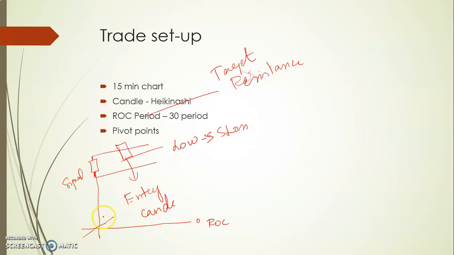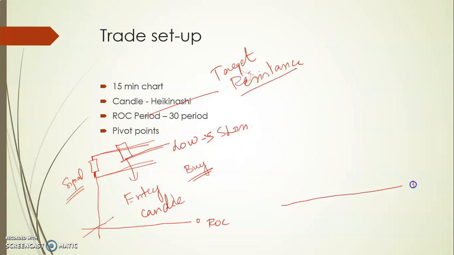Whenever the ROC line crosses above zero, look for the respective candle, which is called the signal candle. Then mark the signal candle's high and low. As it is a buy call, look for the signal candle's high to be broken. Whenever the signal candle's high is broken, that candle is called the entry candle. The entry candle's low should be considered as the stop loss, and then the nearest resistance is the target. This is for the buy.